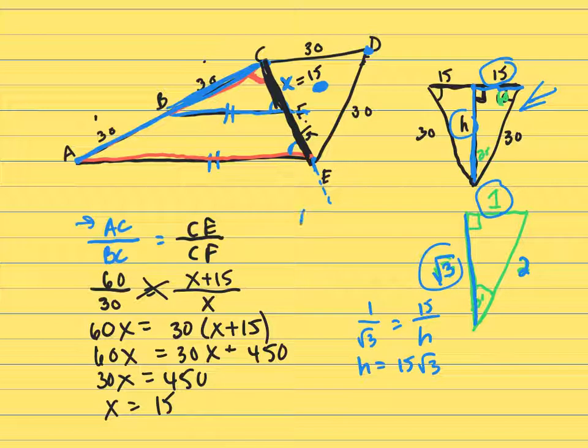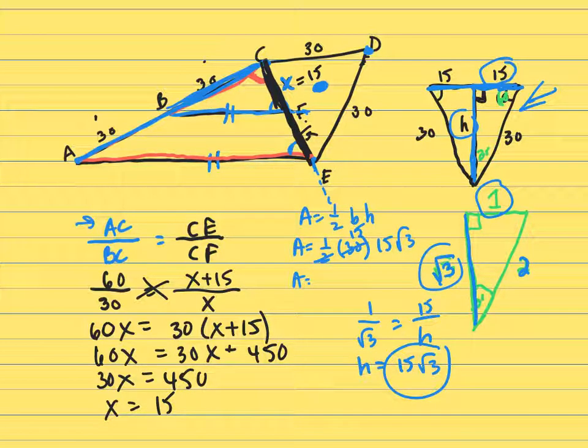We know the area of a triangle is 1/2 base times the height. So the area is 1/2 times the base. The base of this big triangle is 30. And the height is 15 square root 3. So 2 will go into 30, 15. 15 times 15 is 225 square root 3. So that's one of your answers. That's it.